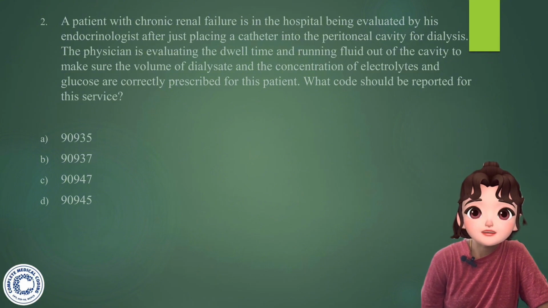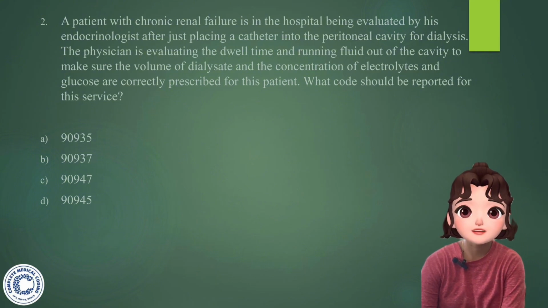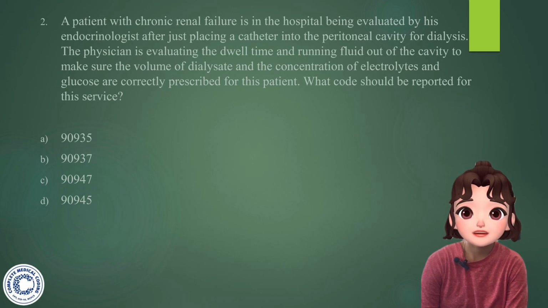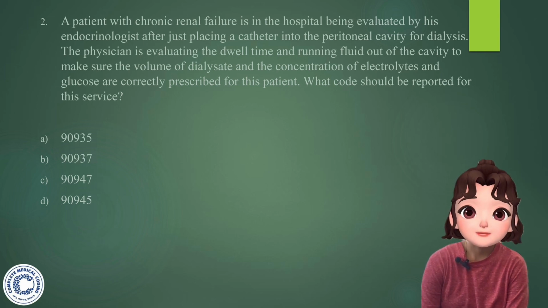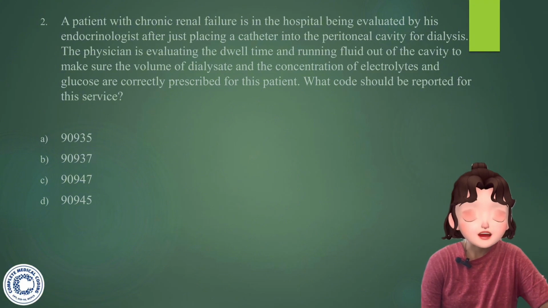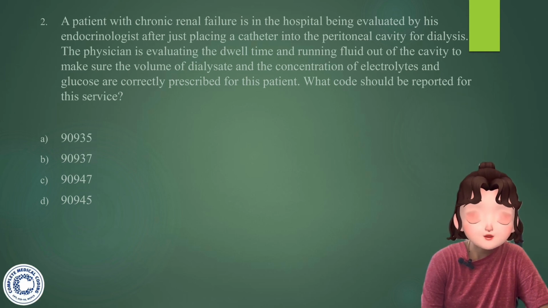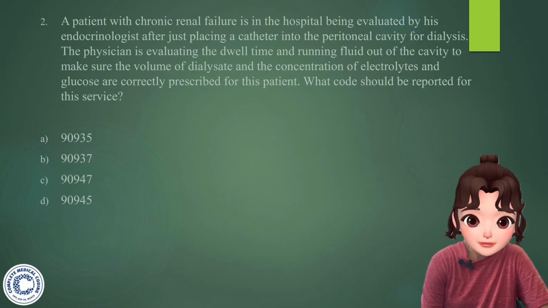So let's go to the code directly. What are the codes here? 90935, 90937, 90947 and 90945. Let's move to the options. First one, 90935. 90935 represents hemodialysis procedure with single evaluation by a physician or other qualified healthcare professional.